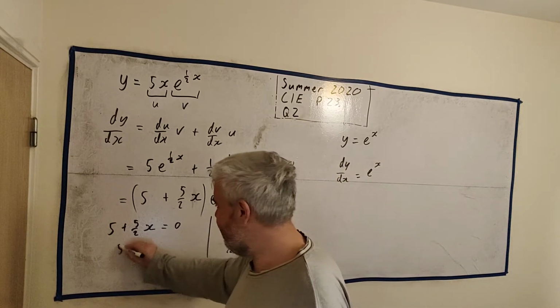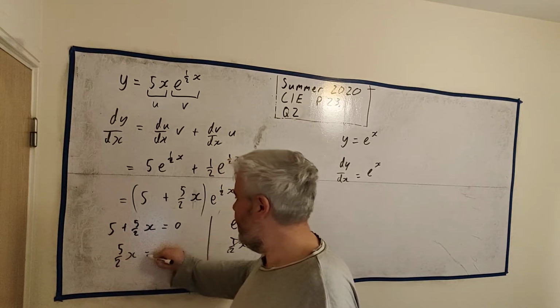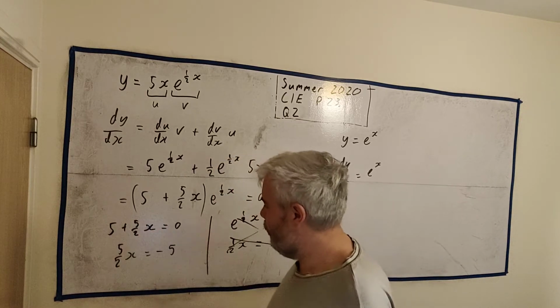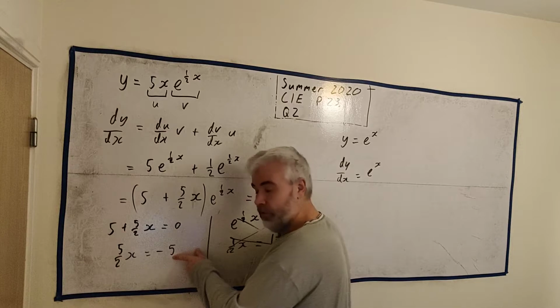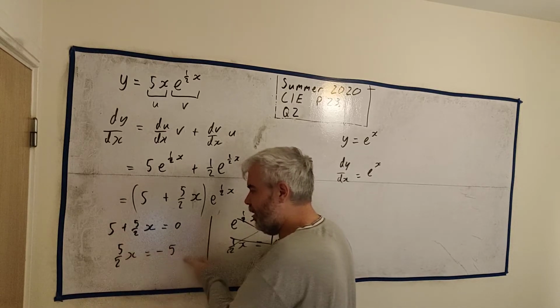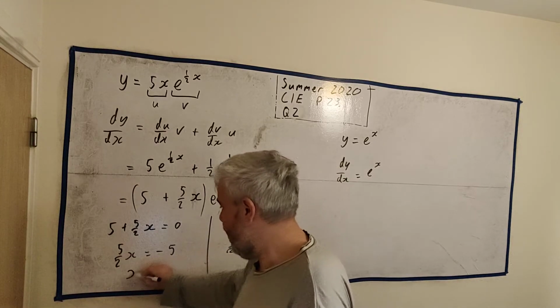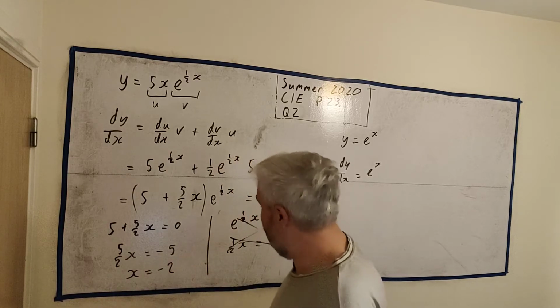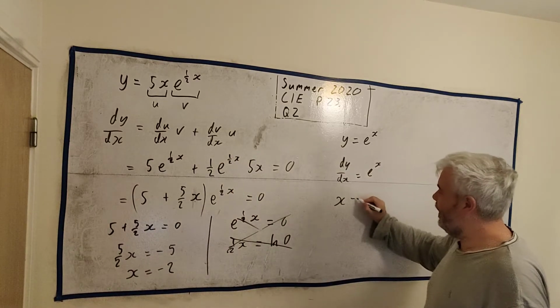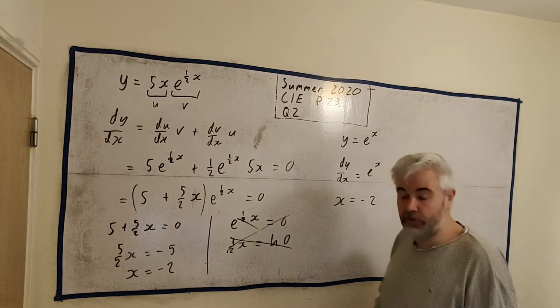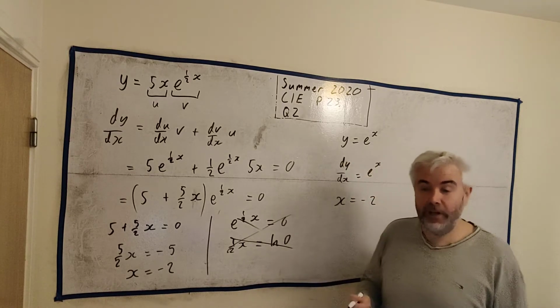So this will tell us that 5 over 2x is equal to minus 5. Just bring this over, and multiply by 2, we get minus 10. Divide by 5, we get minus 2. x is equal to minus 2. So many students leave that as their answer, x equals minus 2. It's not.